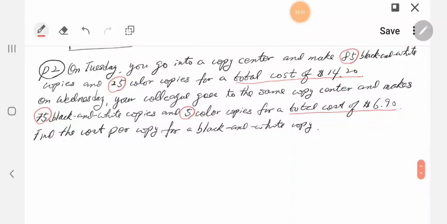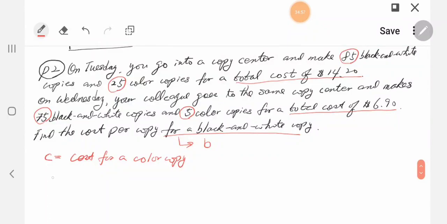Okay, so there are two different days, they made two different copies, and there are two different total costs. We want to find the cost per copy for black and white. Let's say B is the price of each copy for black and white, the cost per copy for black and white. And let's say C is the cost for a color copy.